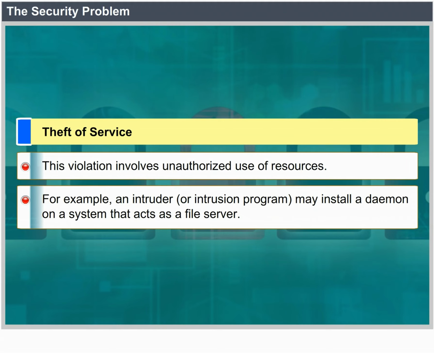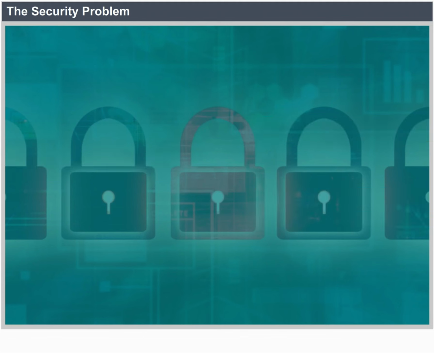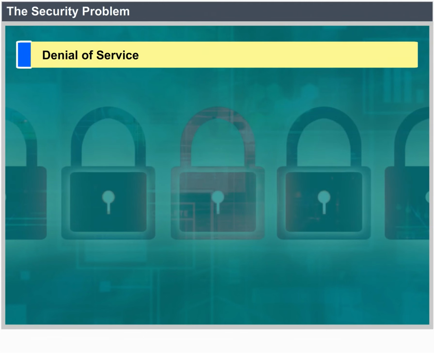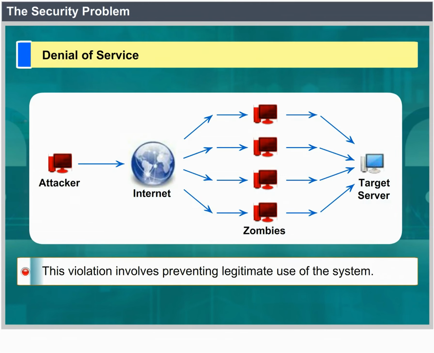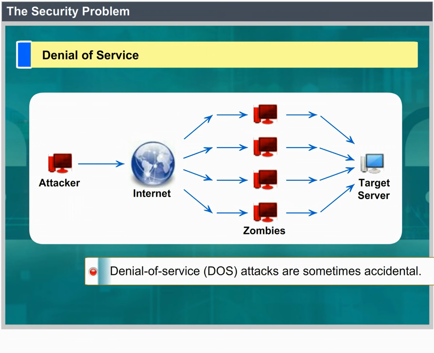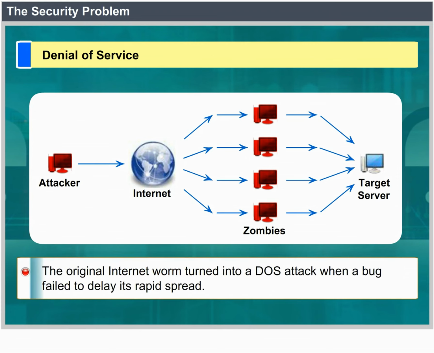Denial of service. This violation involves preventing legitimate use of the system. Denial of service (DOS) attacks are sometimes accidental. The original internet worm turned into a DOS attack when a bug failed to delay its rapid spread. Attackers use several standard methods in their attempts to breach security.